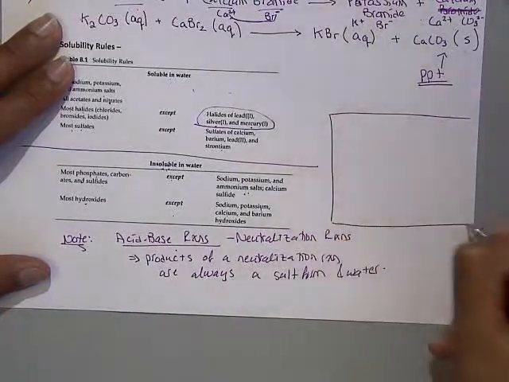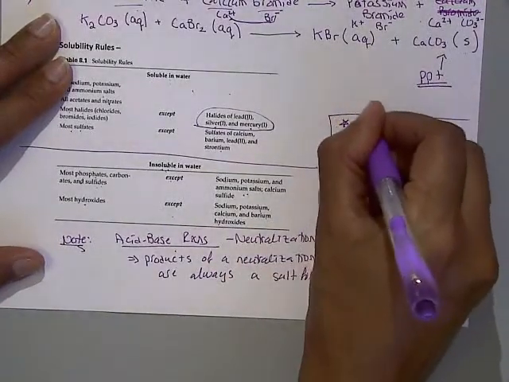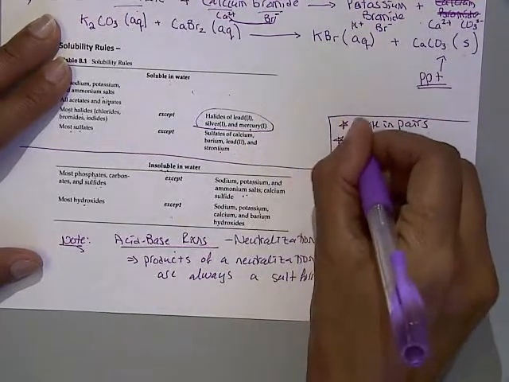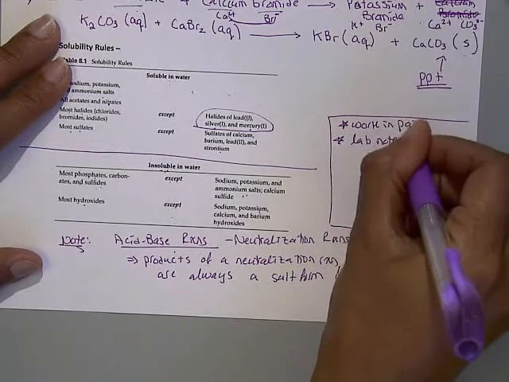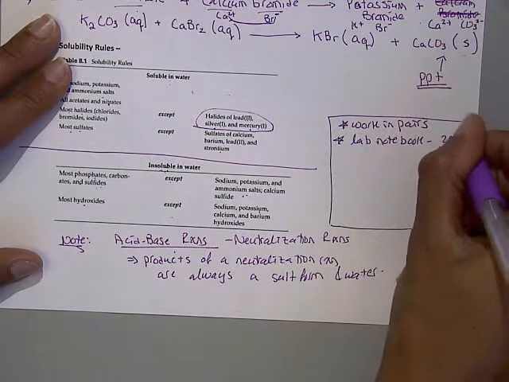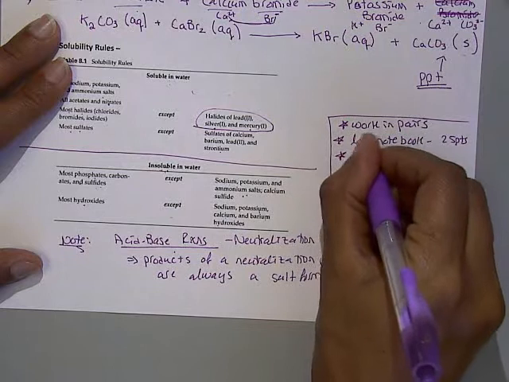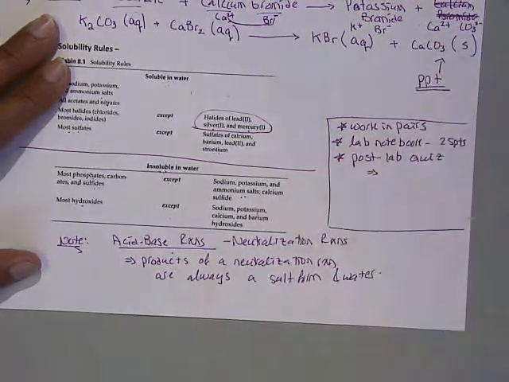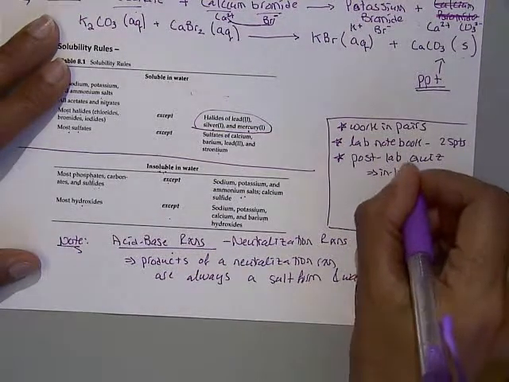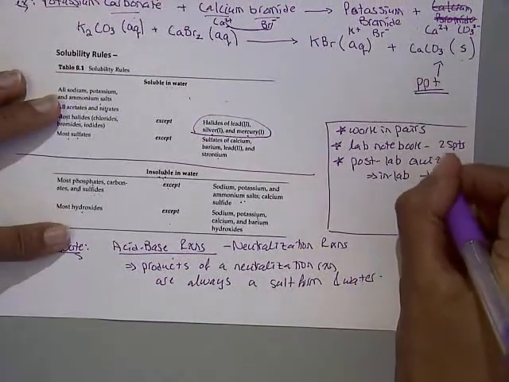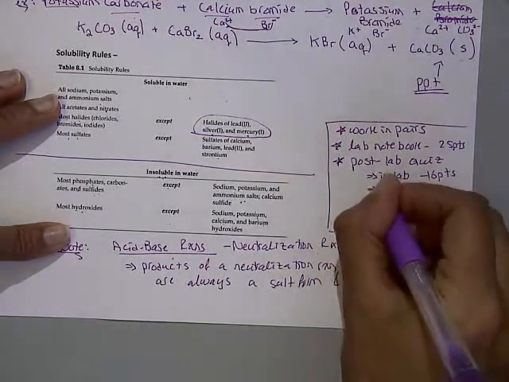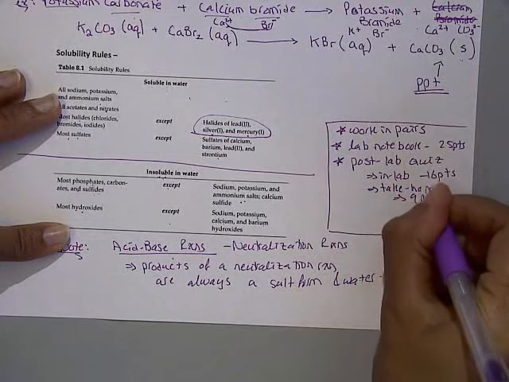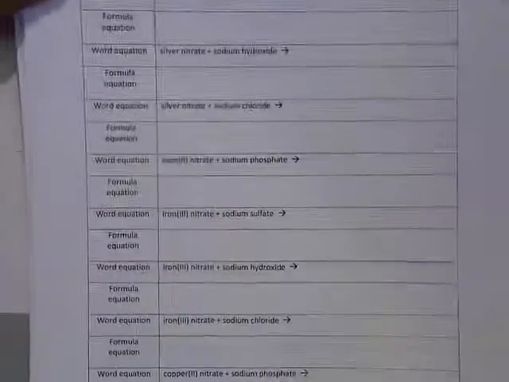A couple logistics for this week's experiment. You're going to work in pairs for the entire experiment. Your lab notebook is worth 25 points. Your post-lab quiz for this week's lab is really 2 portions. The in-lab quiz, which is worth 16 points. This is, of course, closed book. And then you have a take-home portion, which is 9 points.